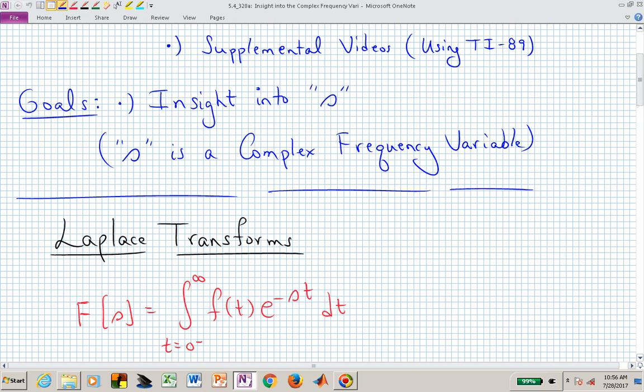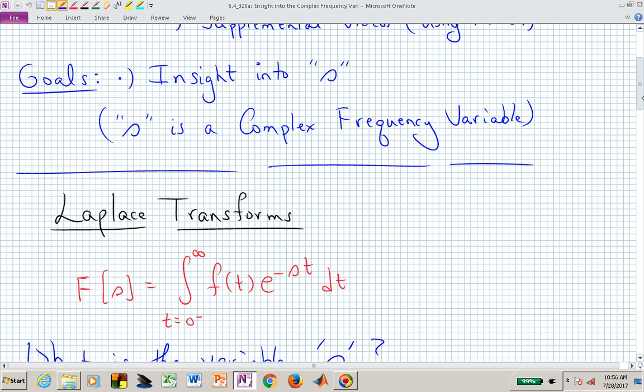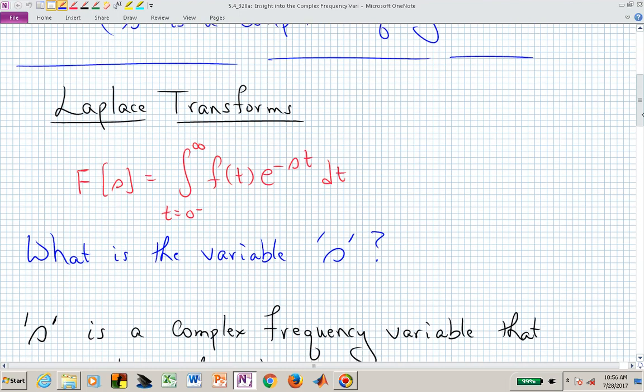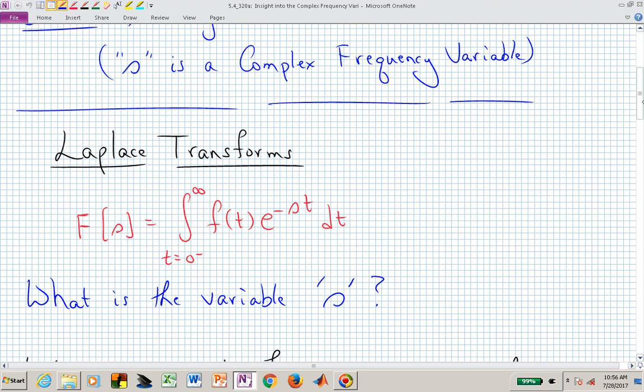But just think about e to the minus st as, if s is a complex number, we'll soon see that e to the minus st corresponds to rotating phasors that might be expanding or contracting depending on what s is as a number. So what is this variable s?